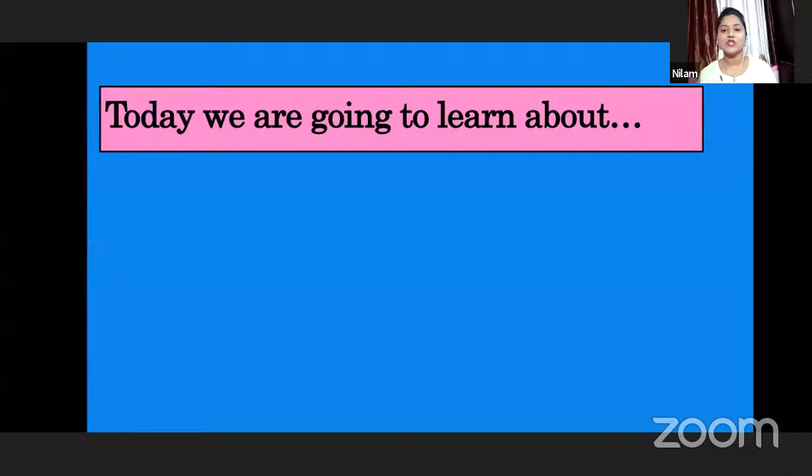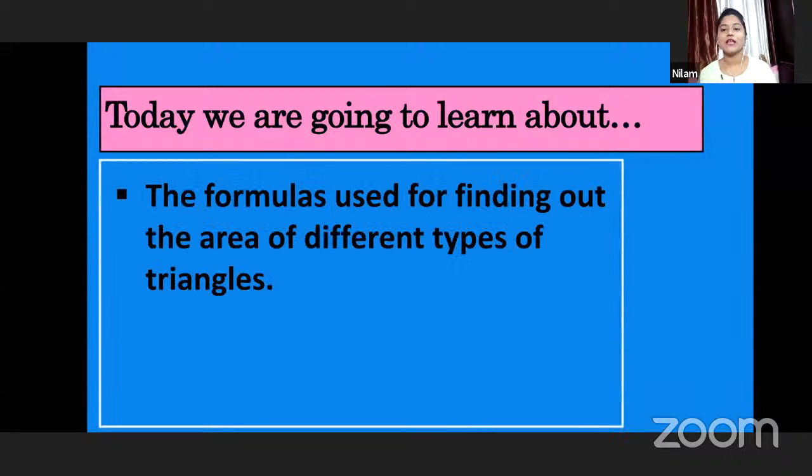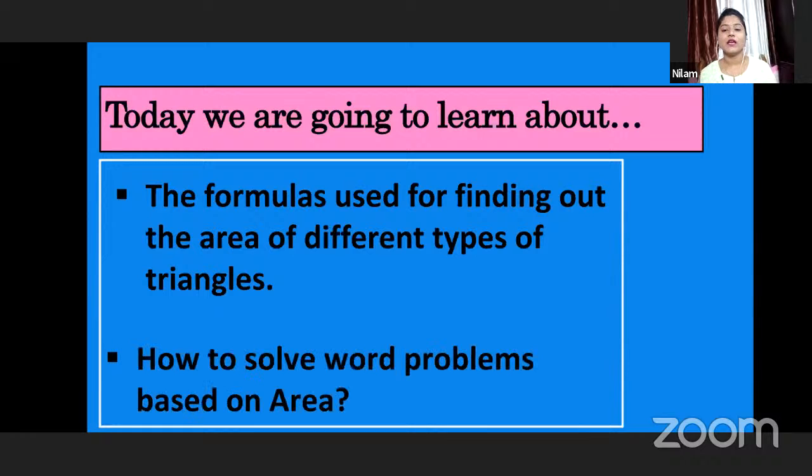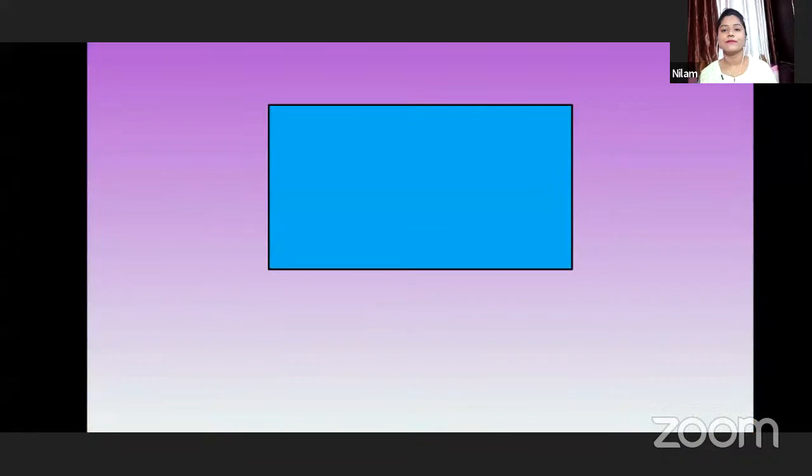So in today's topic, we are going to learn about the formulas used for finding out the area of different types of triangles. The formulas used for different types of triangles. And after that, we will be learning how to solve the word problems which are based on area. So, on the screen, you can see a figure. Can anyone tell me what is this figure?